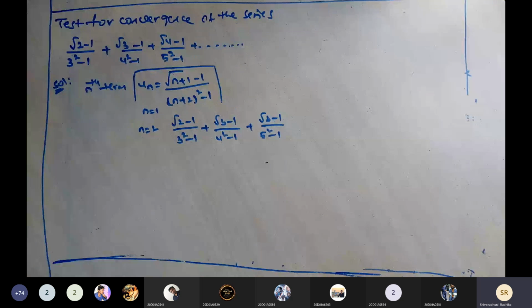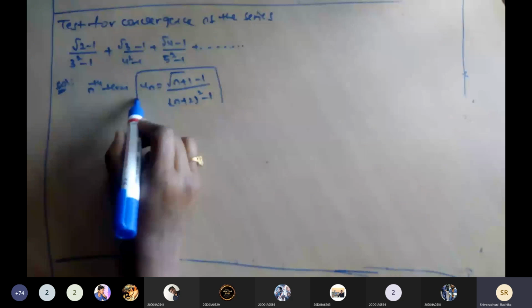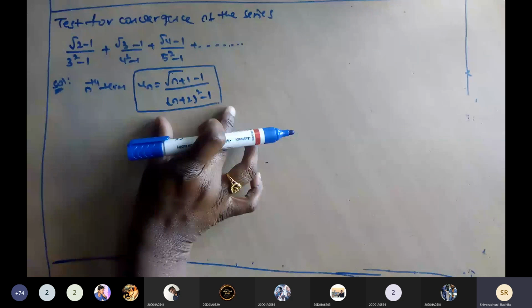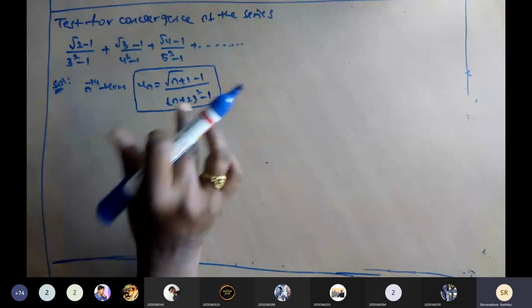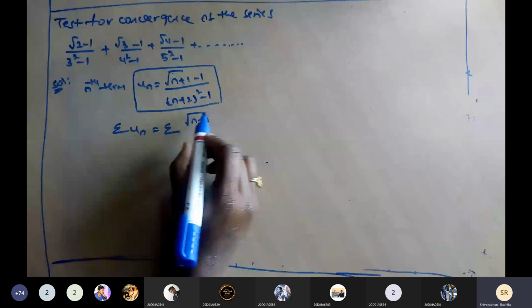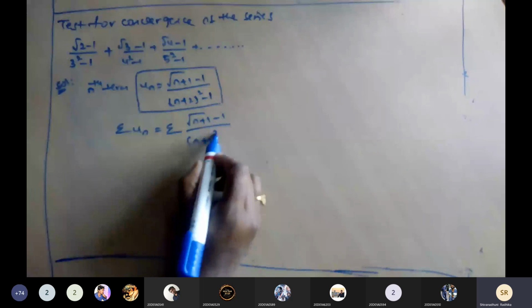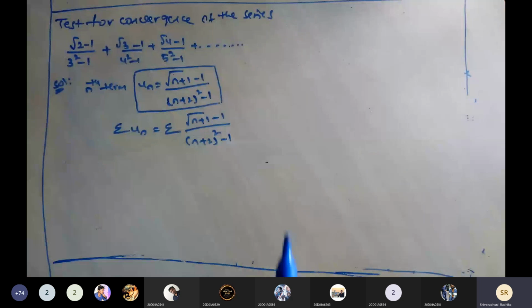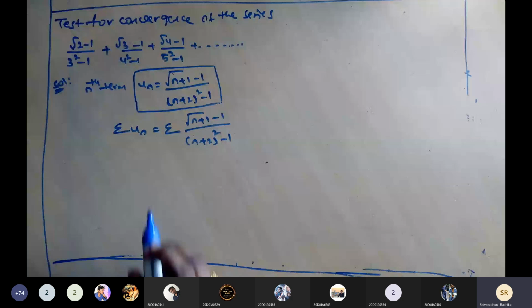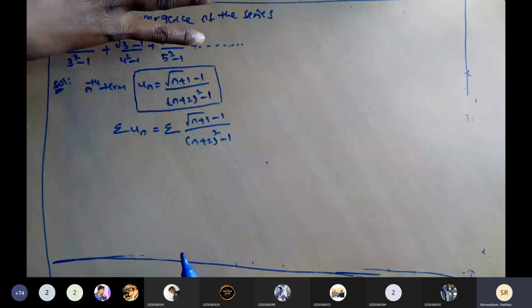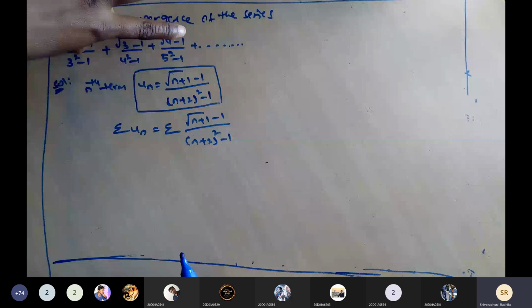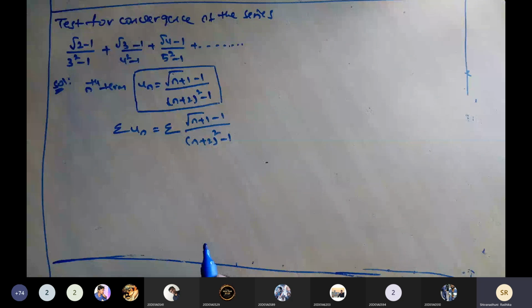Generally, we have to assume. Now that is the nth term of the given series. Now this is the summation, right? This is only the nth term. Now apply the summation: summation Un equals summation of under root of n plus 1 minus 1 by n plus 2 whole square minus 1. Is it clear, all of you? Now that is the series. This is the infinite series. This is the long procedure. Now the short form of the given infinite series is this one. Is it clear, all of you? Any doubts?